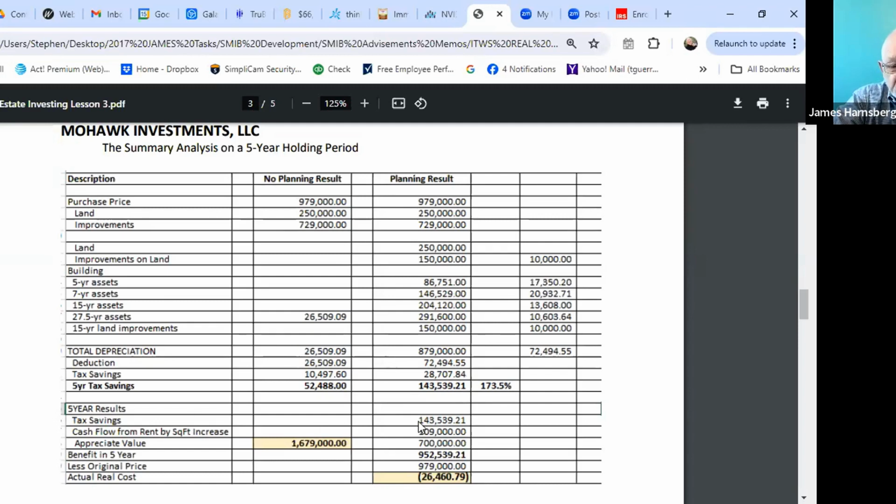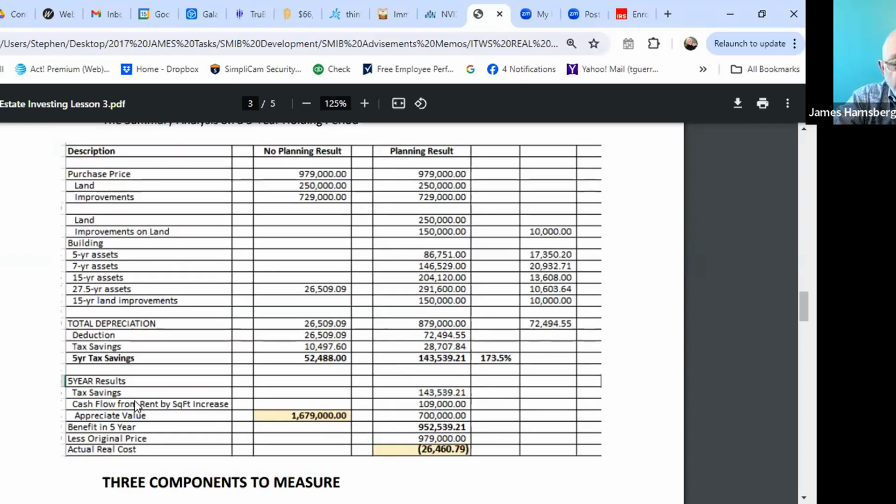We take the tax savings of $143,539. We add the cash flow from the rent increase by using a square foot increase methodology in a rent survey on the rents. And we were able to bank over 5 years an additional $109,000 in cash that we're still sitting on in T-bills. And the appreciated value, the property today would sell for $1,679,000. So we've got 700,000 in adjusted equity with no dilution because we've done the cap rate on the rents and we get a high cap rate.